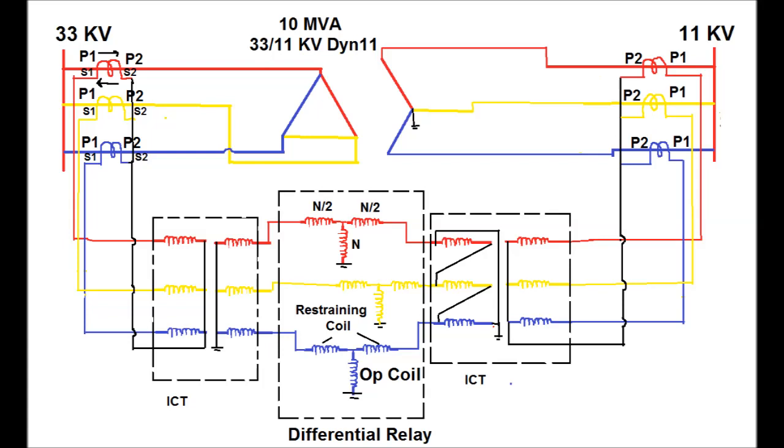Star delta is used, the reason being to eliminate the zero sequence current on the star side, and also delta is used to match the phase shift occurring on the primary side. Again, on the HV side, since it is delta connected, the ICT used is star star. Only magnitude matching is done here, so that under full load condition 1 per unit current will flow in the relay.